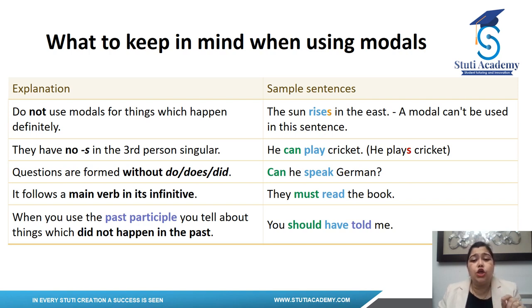For example, you should have told me. Now, you should have told me. The meaning behind this sentence is you didn't tell me something. Okay. So when you use the past participle, you tell about things which did not happen. Telling is an action that did not happen in the past. You did not tell me that. So I'm saying you should have told me, which means you haven't told me. You haven't done that action in the past.